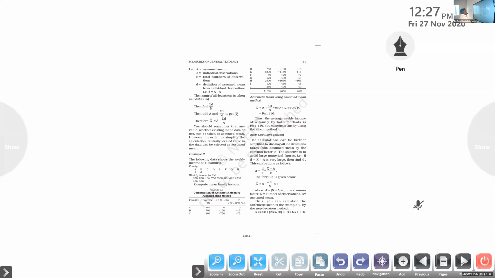Here there are a number of notations for you. I know that you already learned this method. So we know that A is the assumed mean here. This is the assumed mean method.